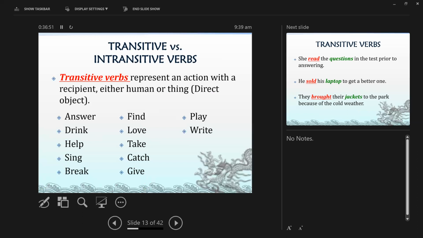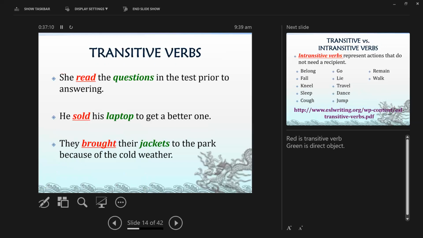Okay, now let's move on to transitive versus intransitive verbs. What is the difference? It says here that a transitive verb represents an action with a recipient, either human or thing. Okay? These are the examples of transitive verbs. Let's take a look at the sentence examples. She read the questions in the test prior to answering. So the verb is read. She read. What did she read? The questions.